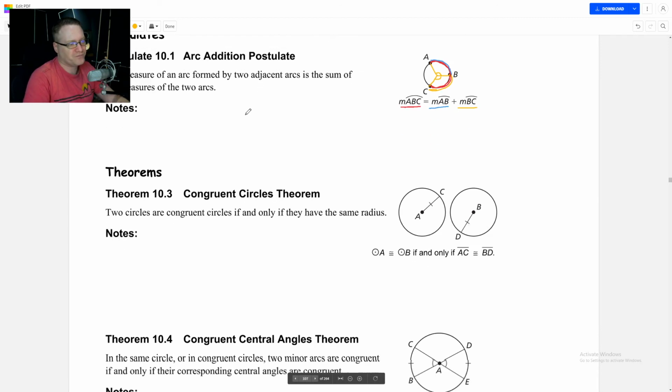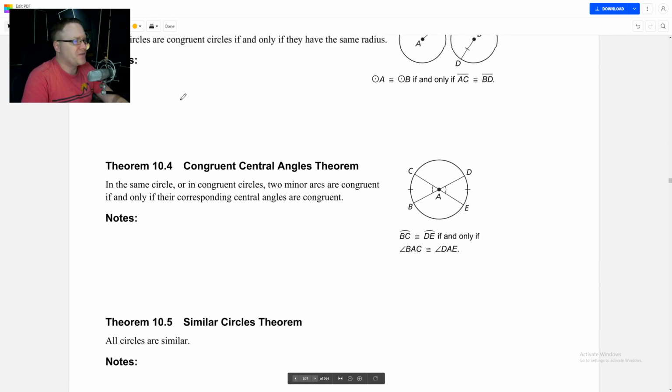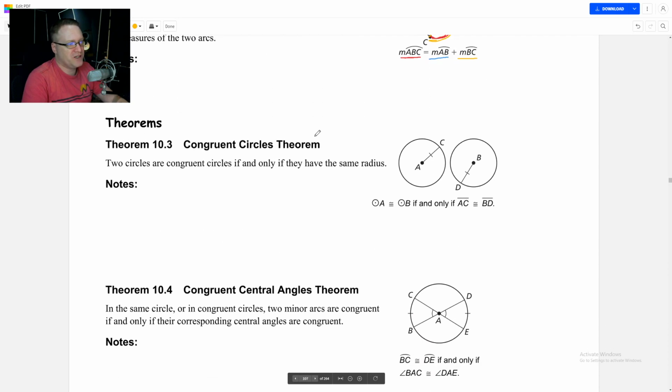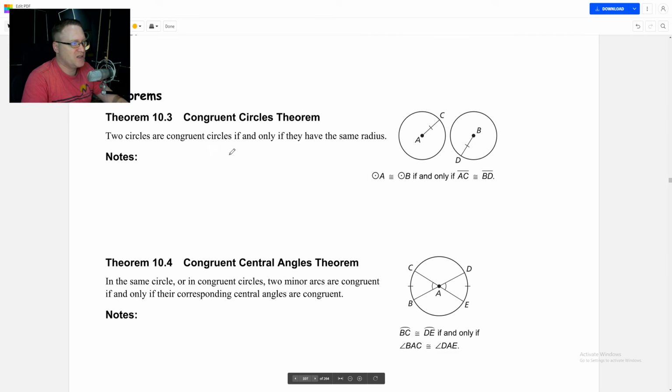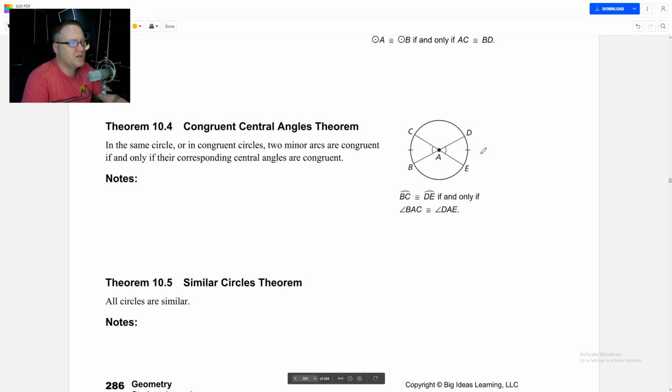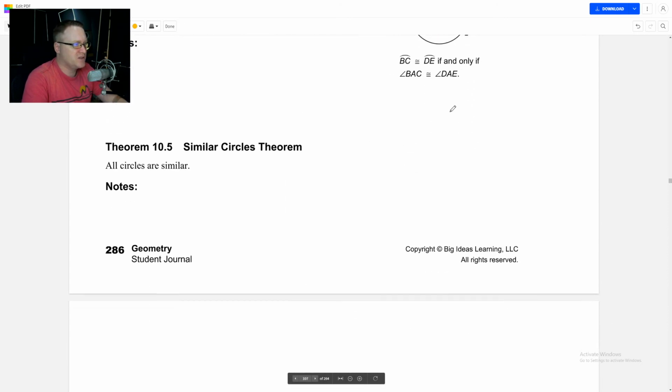All right. Now, these other theorems, these other rules, we don't really need to worry about them. All right. Congruent circles, it's just saying that two circles are congruent if they have the same radius. Now, we already said that in the definition. All right. If they both have the same radius, then these two circles are congruent. All right. Don't worry about this one for now.